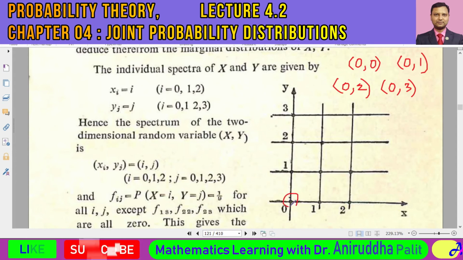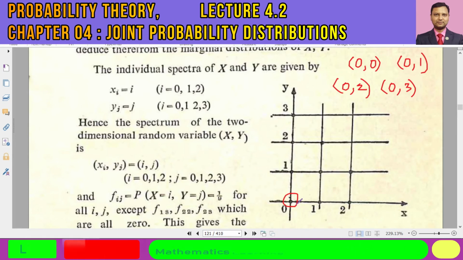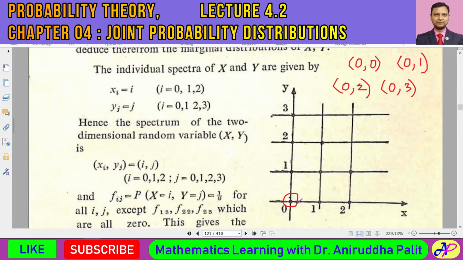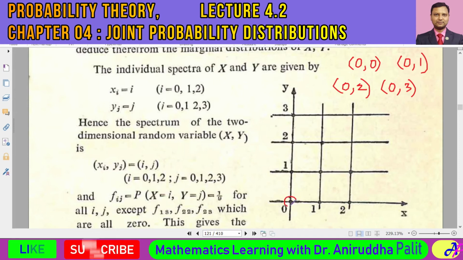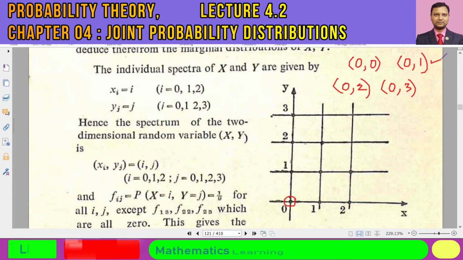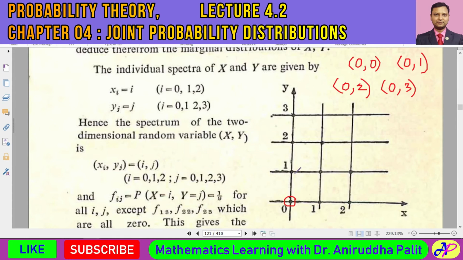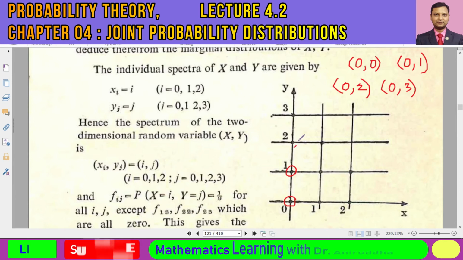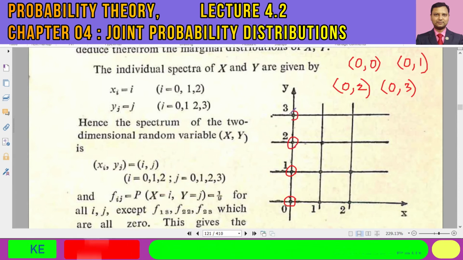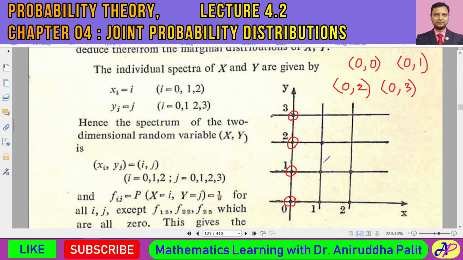It is written in a little bold fashion in the exam, or if you want to write it in your exercise book, you can encircle this one by a circle like this, 0, 0. Then we shall have 0, 1. So this is the value. Next 0, 2. This is one value. Next 0, 3. This is another value. So we have these four values.